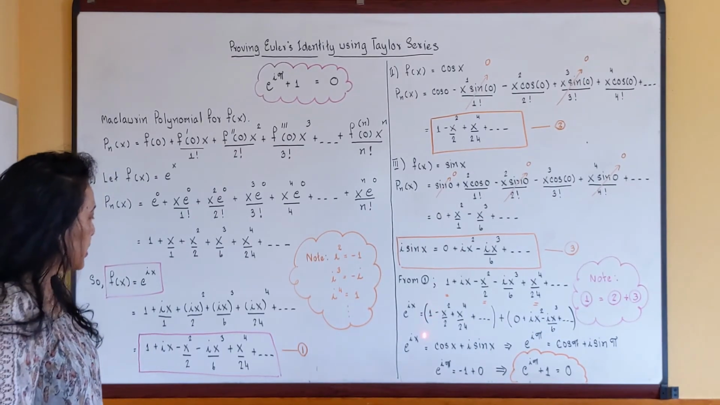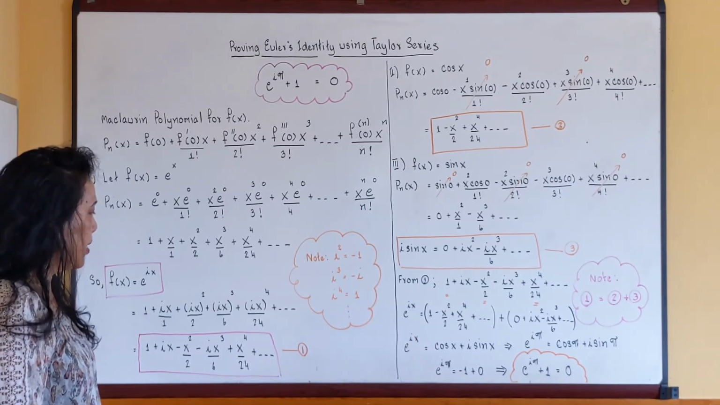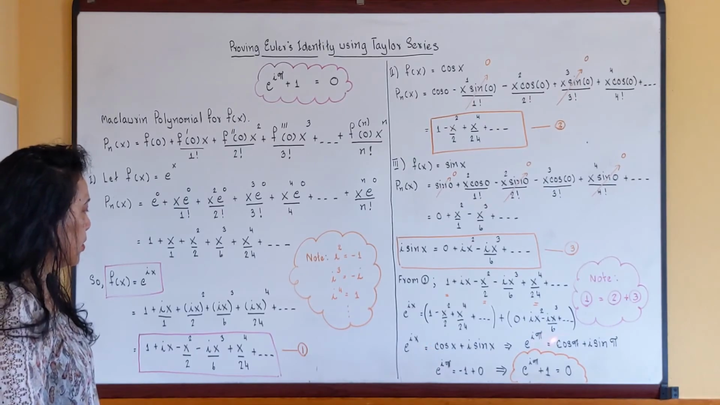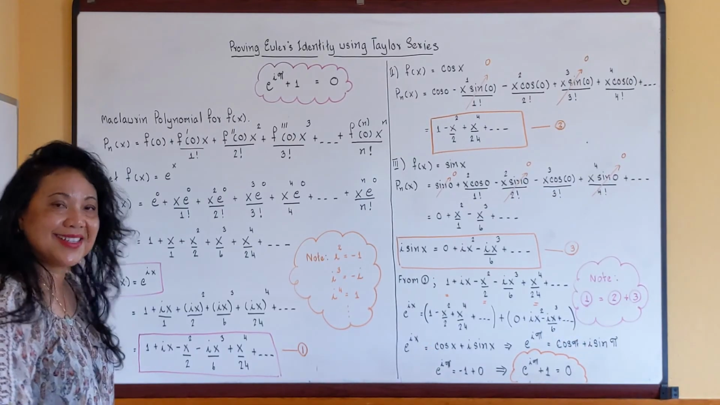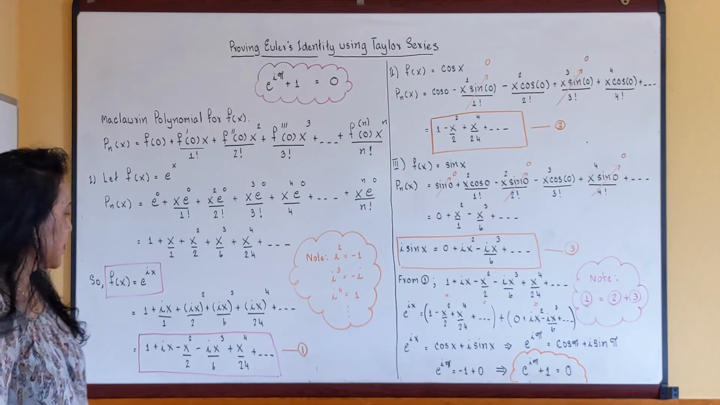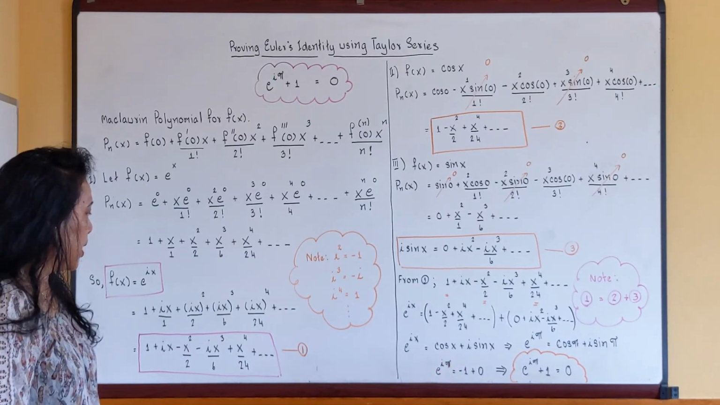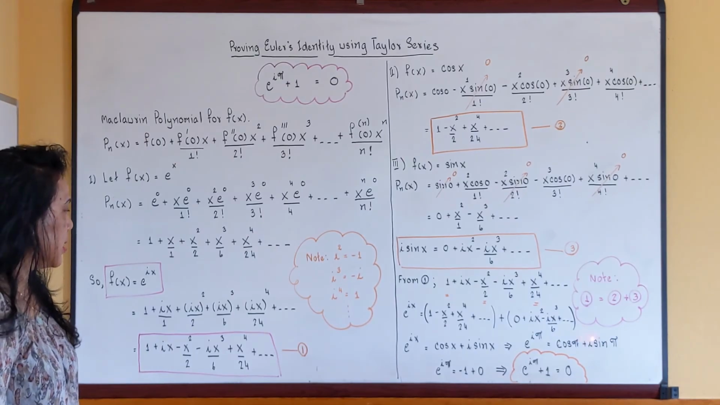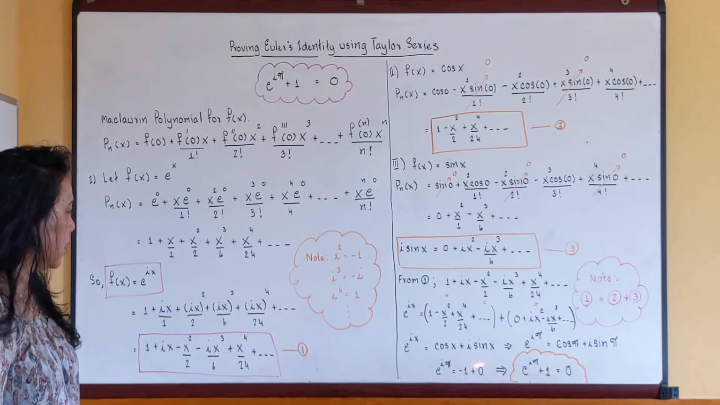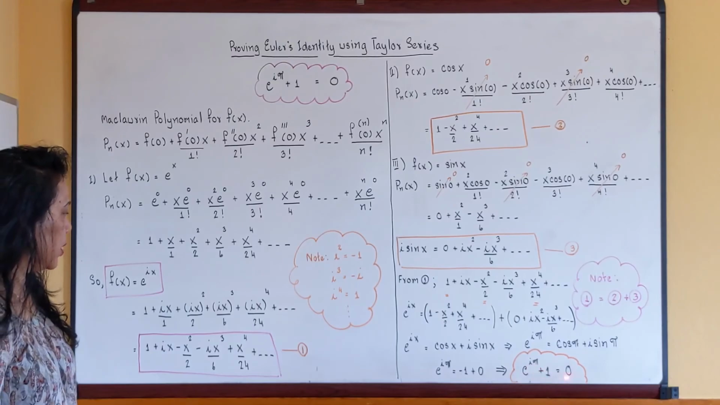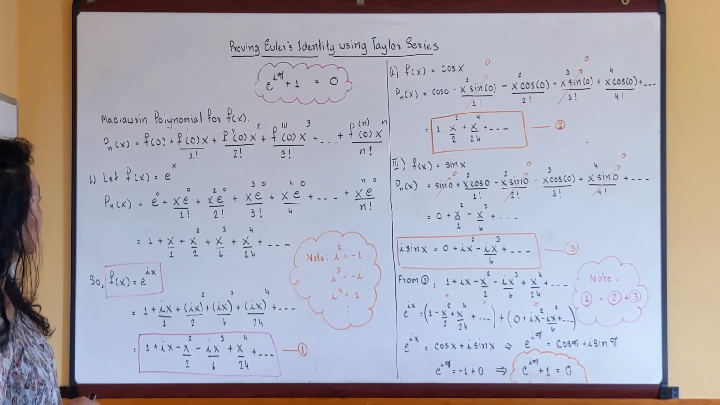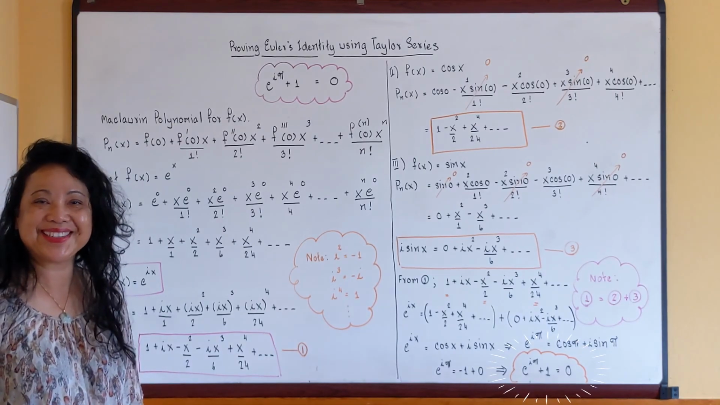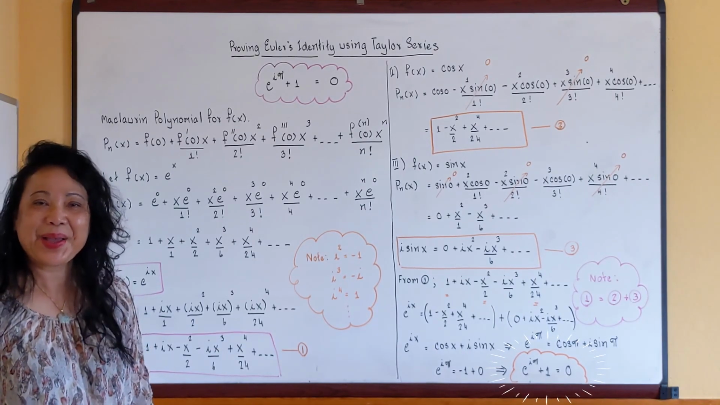Now what I did is I replaced x by pi. So I have e to the i pi equal to cosine of pi plus i sine of pi. Cosine of pi is -1, and sine of pi is 0. So I have this, and I add 1 to both sides, and I end up with my beautiful Euler identity equation, the most beautiful equation. Bye.